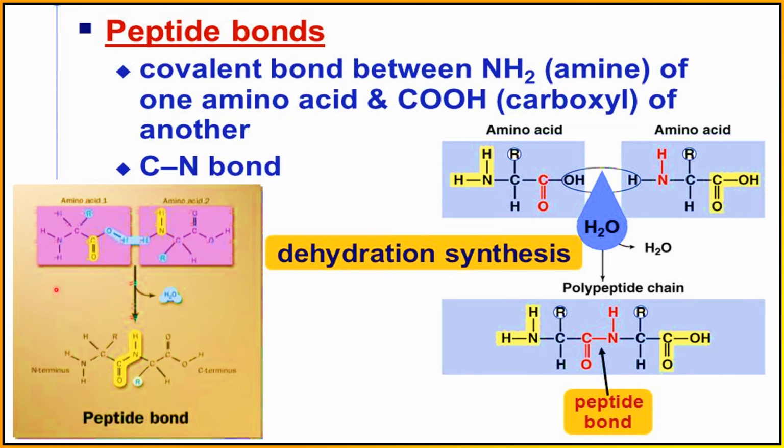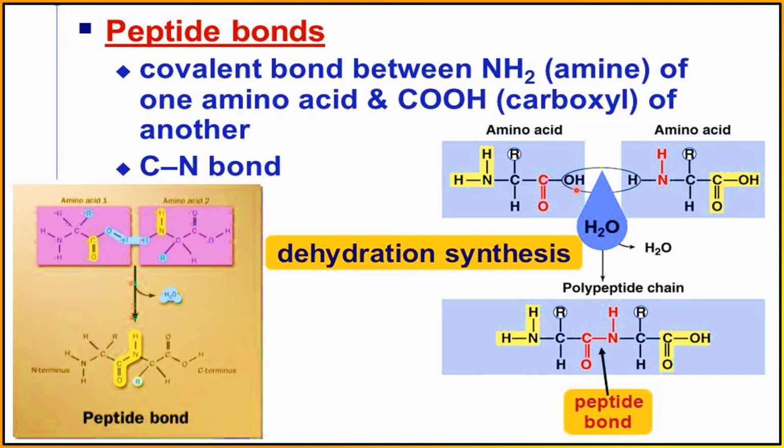And here we go. So peptide bonds. The covalent bond between the amine, or the amino group of one amino acid, and the carboxyl group of another amino acid, we call it a peptide bond. And in order to get there, you have to remove water. This is dehydration synthesis all over again.